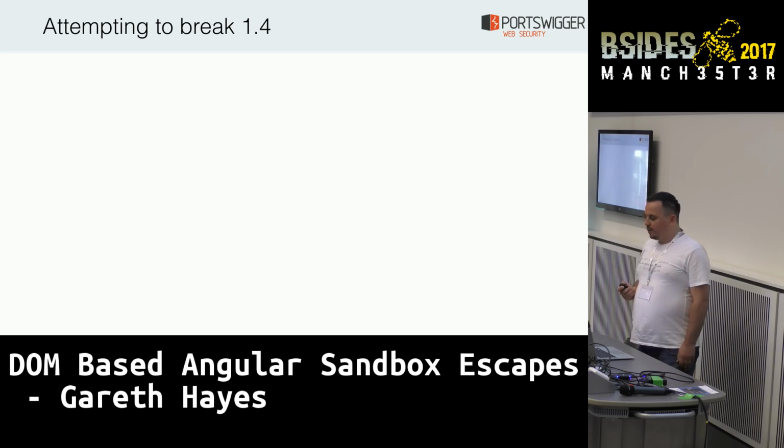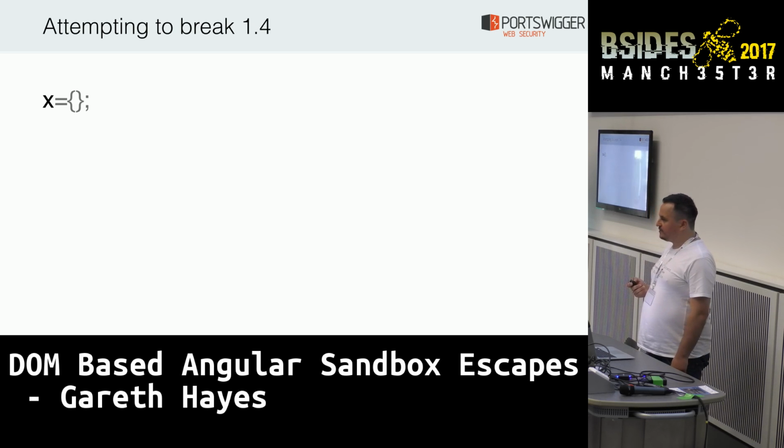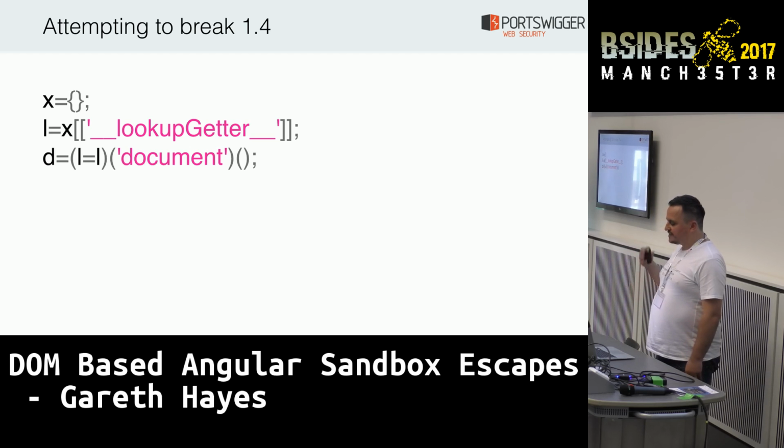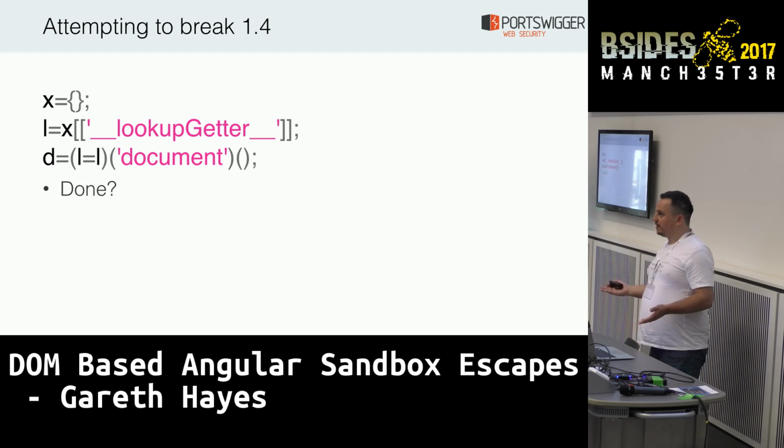So I attempted to break 1.4. I created an object literal. I had a reference to the lookup getter function using the array trick. Then I have an assignment. So L equals L. So L is equal to itself. That's an assignment, which is like an indirect call. So we'll be forcing Angular to execute it as a general function, not as a member function. We call lookup getter. Chrome executes that in the window scope. We get the document getter. We call the document getter, and we've got the document. Done, right? That should work.